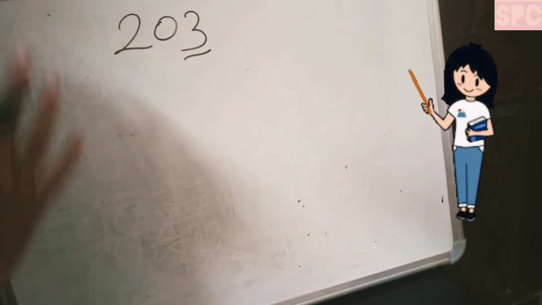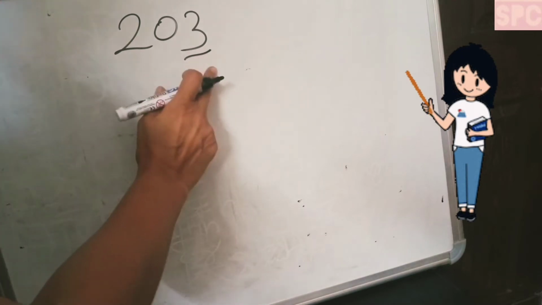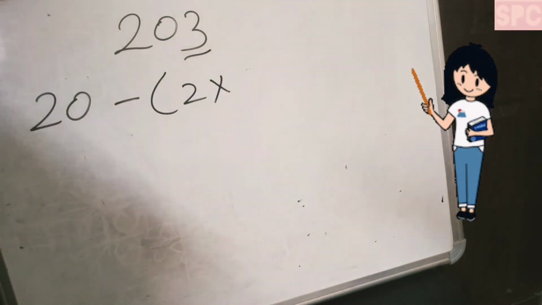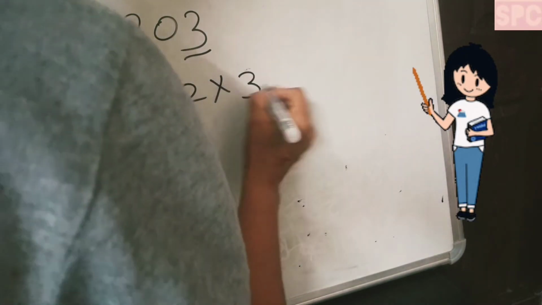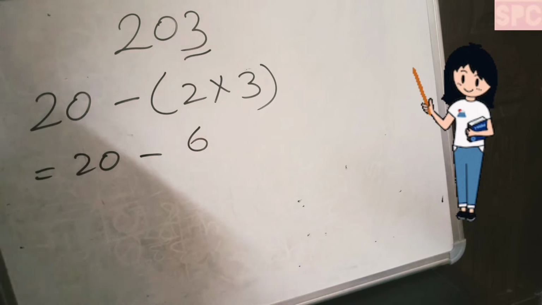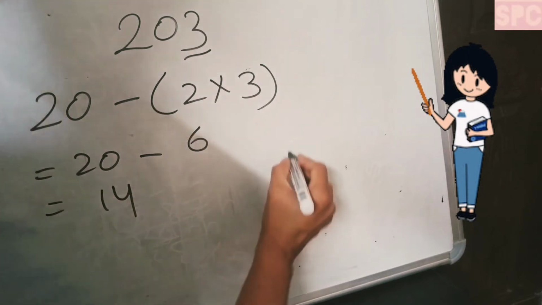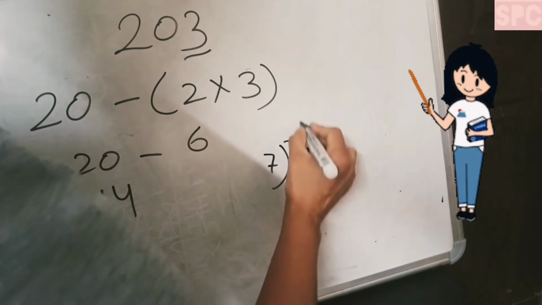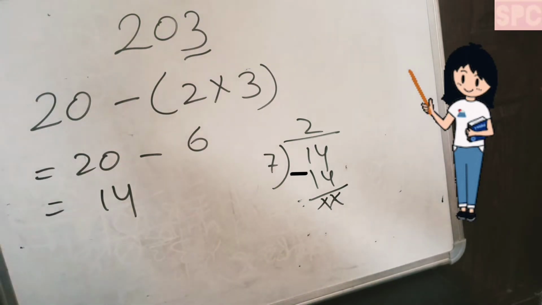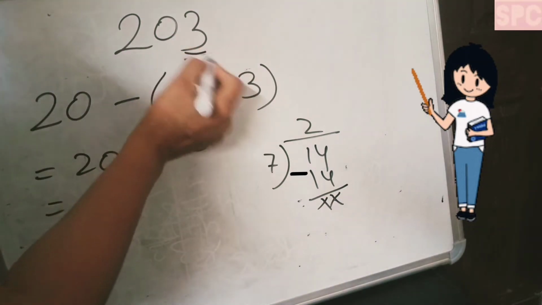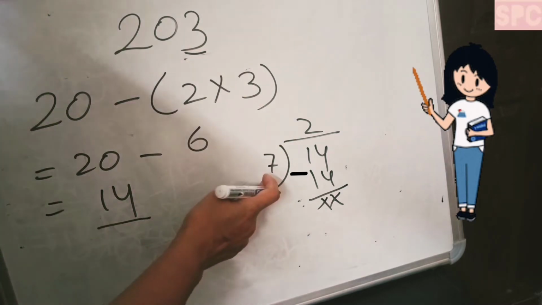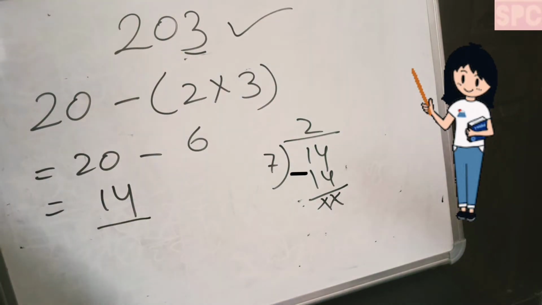203. First we will take the number excluding the ones place digit. So this is 20 minus 2 into the ones place digit, that is 3. After solving this, we will get 20 minus 6. 20 minus 6 is 14, and 14 is completely divisible by 7. So as by using this formula we get 14 and this 14 is divisible by 7, this number is also divisible by 7.